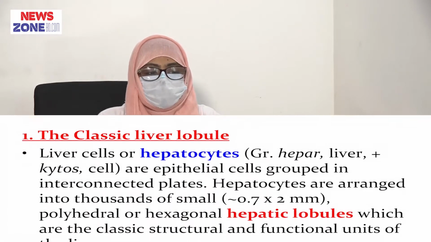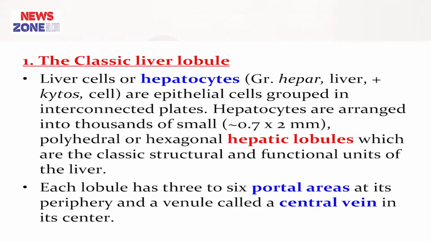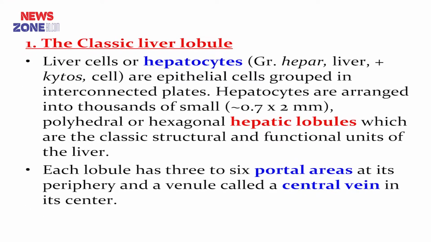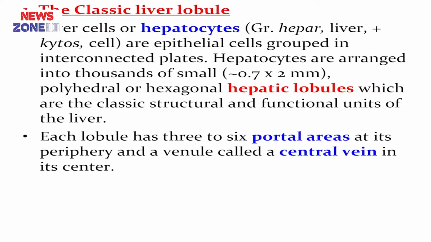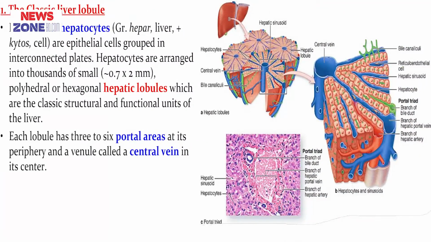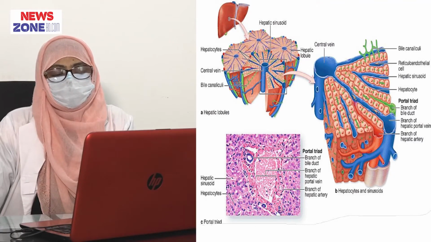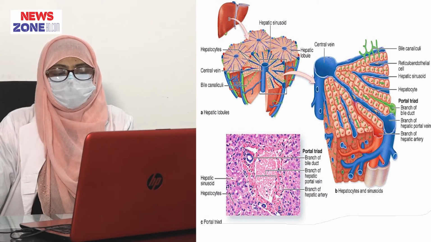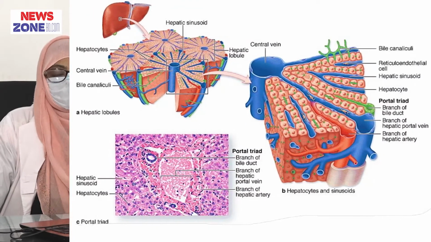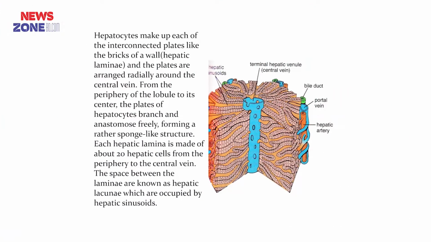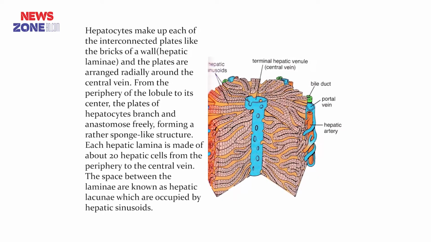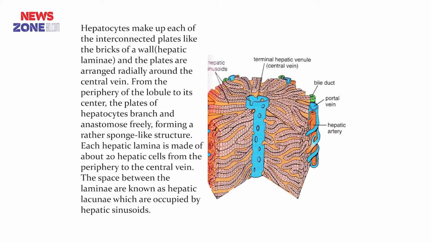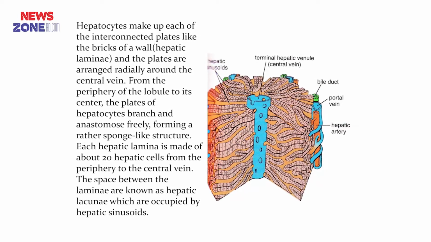Liver cells or hepatocytes are epithelial cells grouped in interconnected plates. Hepatocytes are arranged into thousands of small polyhedral or hexagonal hepatic lobules, which are the classic structural and functional unit of the liver. Each lobule has 3 to 6 portal areas at its periphery, and a venule called the central vein lies in the center. Hepatocytes make up each of the interconnected plates like the bricks of a wall, that means hepatic lamina, and the plates are arranged radially around the central vein.